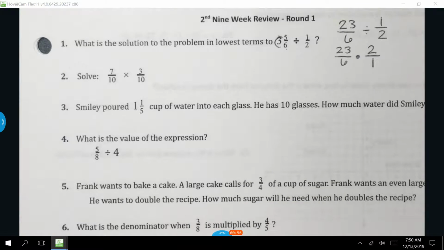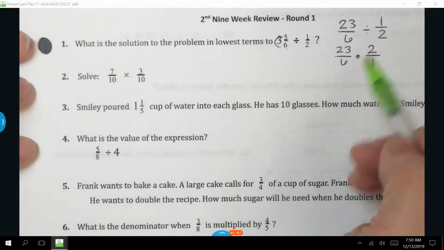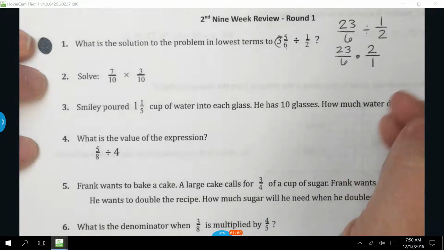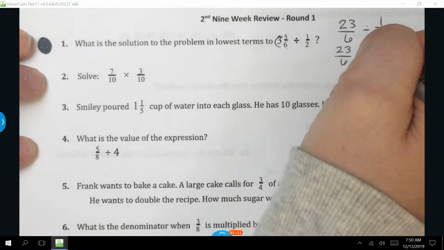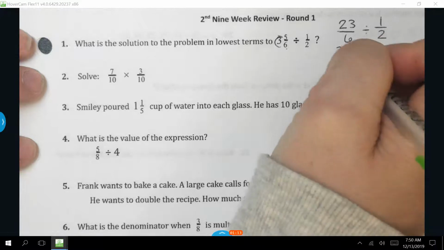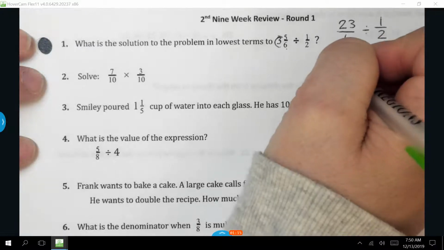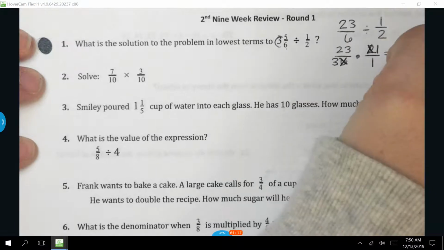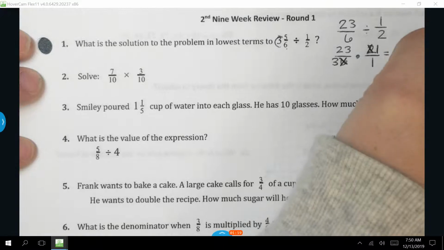Okay, so what do I need to do next, Sheldon? You can simplify the 2 on the second fraction and 6 on the first fraction. Yeah, so I have a 2 and a 6 here that I can simplify. What number will go into both of those, Sheldon? 2. 2 goes into 2 1 times. 2 goes into 6 3 times. So now on the top I have 23 over 3.